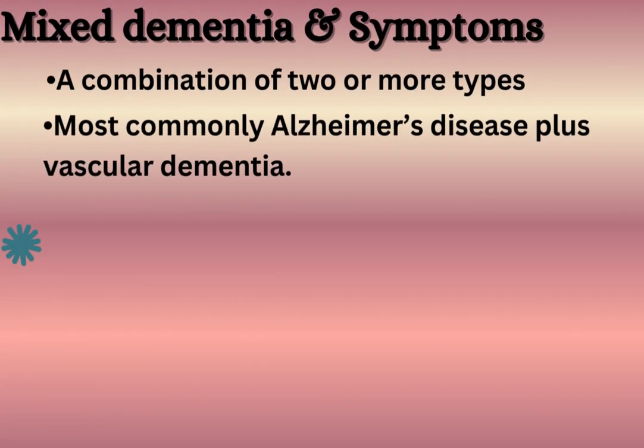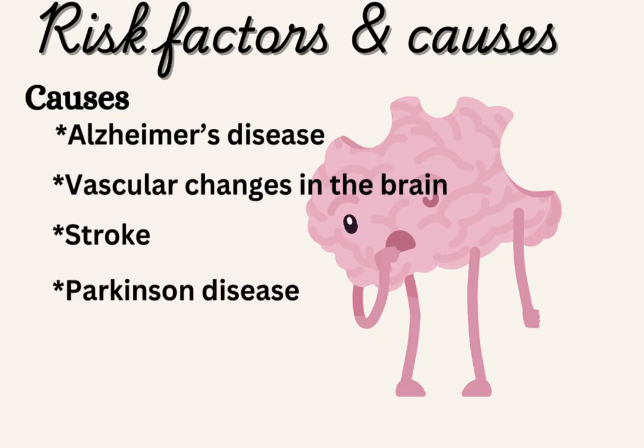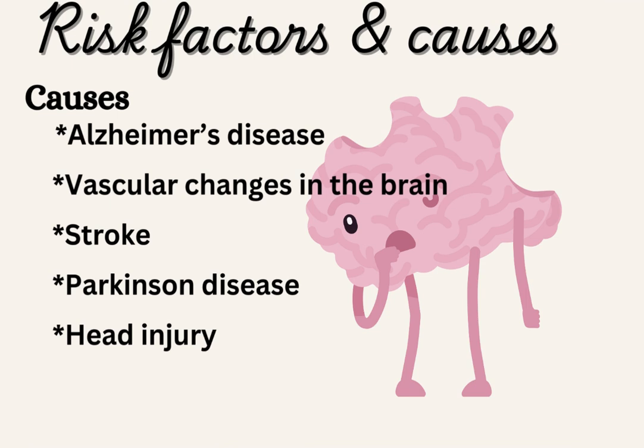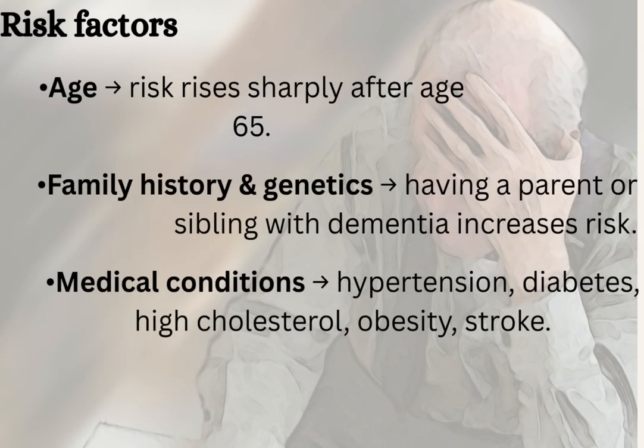Mixed dementia. It's a combination of two or more types, often Alzheimer's and vascular dementia. Symptoms: features of both types depending on which brain regions are affected. Risk factors and causes. Causes: Alzheimer's disease, vascular change in brain, stroke, Parkinson disease, head injury. Risk factors: age. Risk rises sharply after age 65.